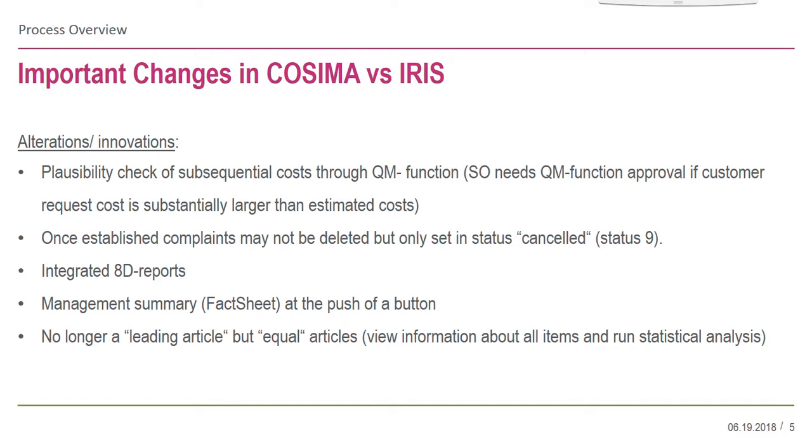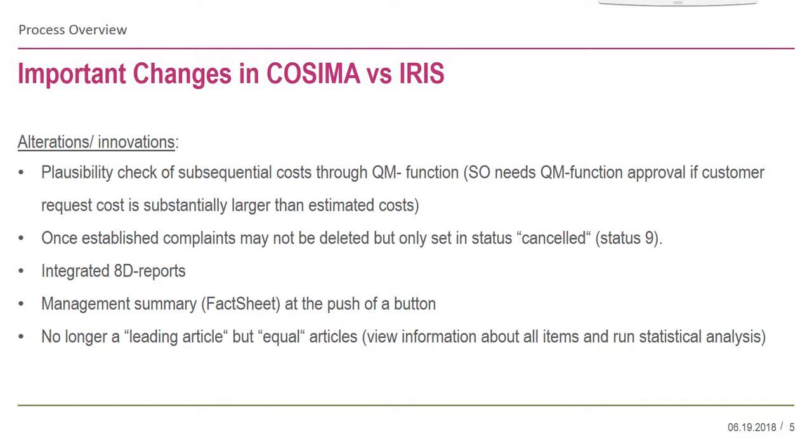Once a complaint is established, and by established, this means that once the complaint is assigned an ID number in Cosima, it cannot be deleted, but it can be set to what's called status 9, and this is when the complaint is canceled. There's an option for integrated 8D reports, and this will pull information directly from the complaint in Cosima as it has been entered.